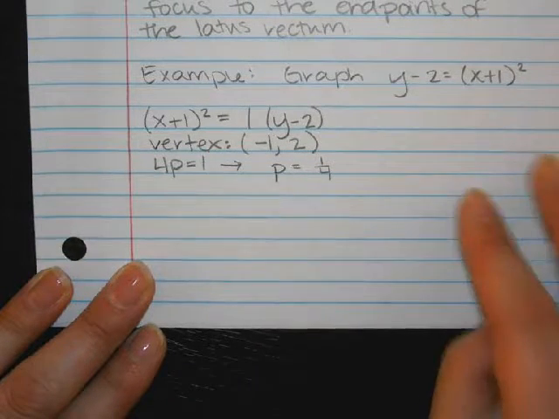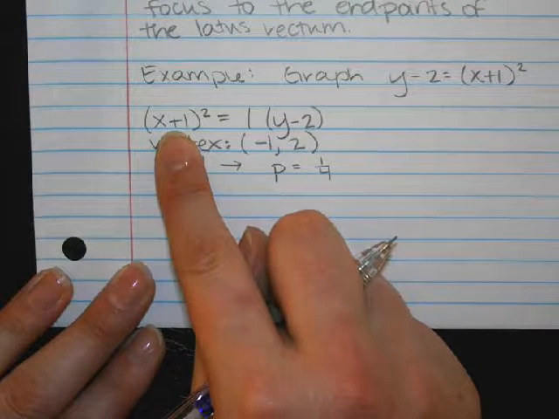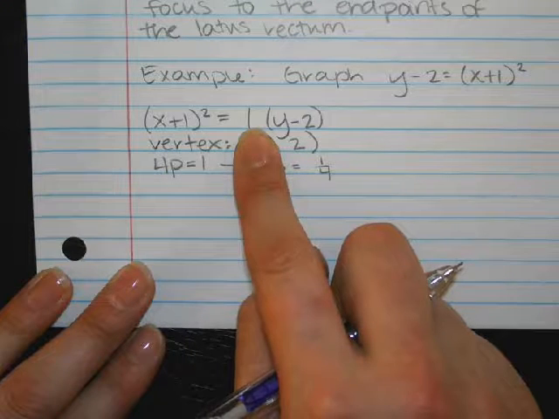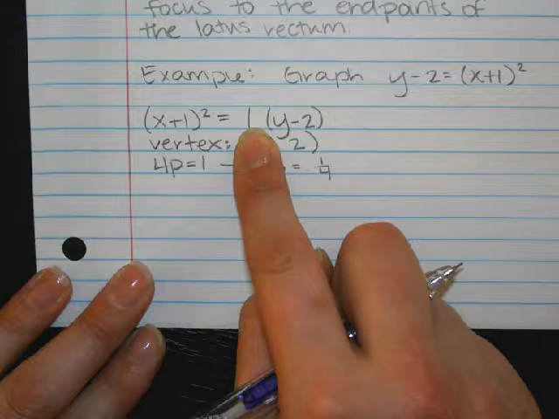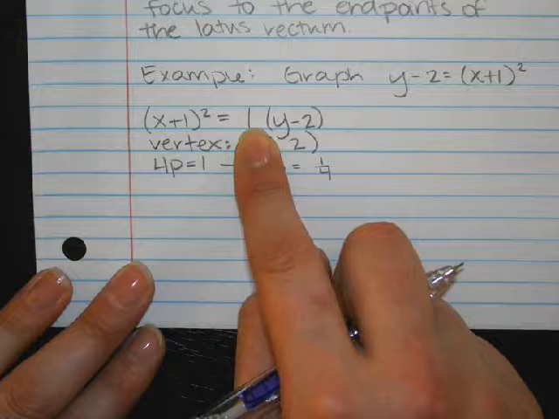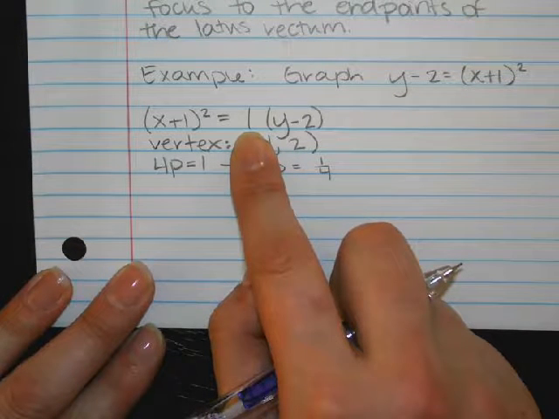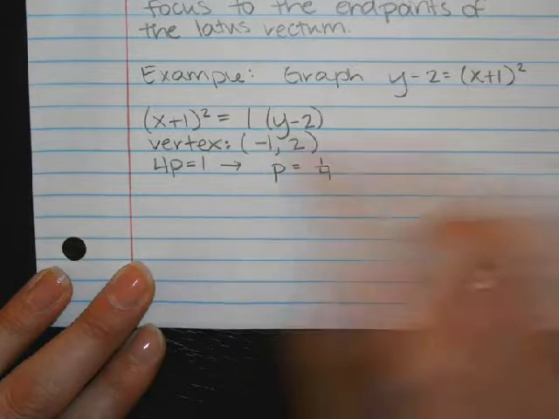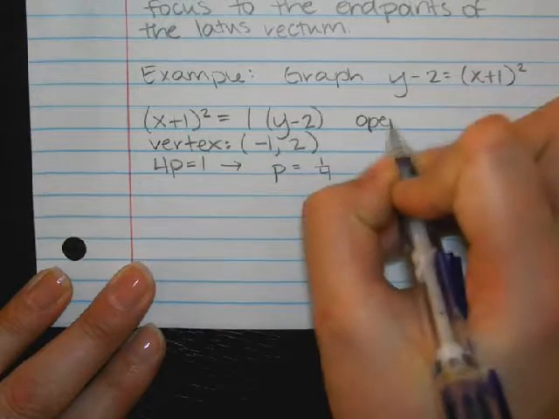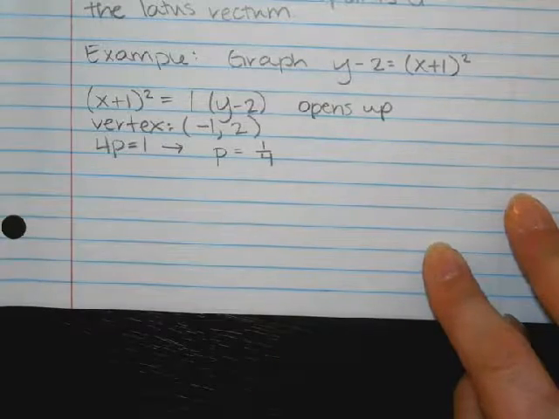Okay, so this is an x squared parabola. The 1 was positive. Since it was x squared, it could open up or down. The 1 was positive, so what does that tell you? Opens up. Okay. Now we have enough information that we can draw the rest of it.